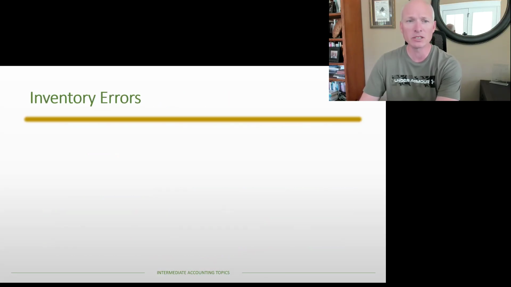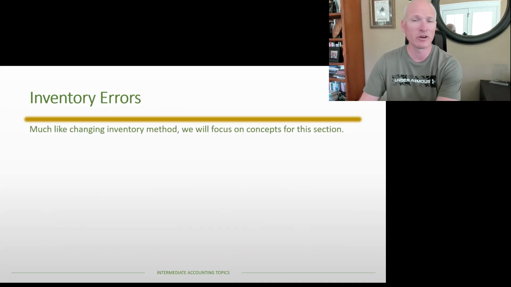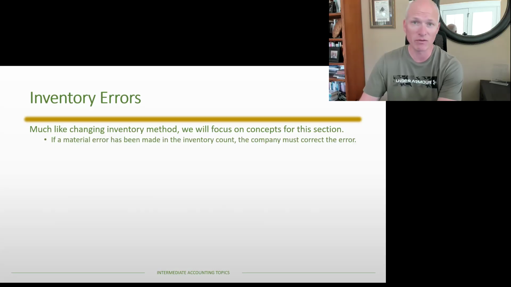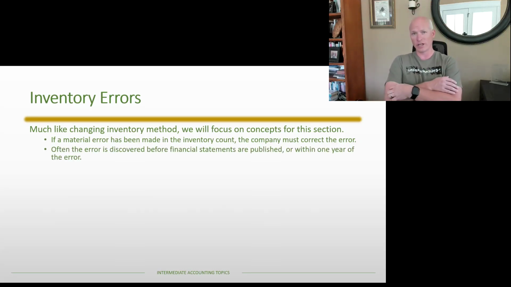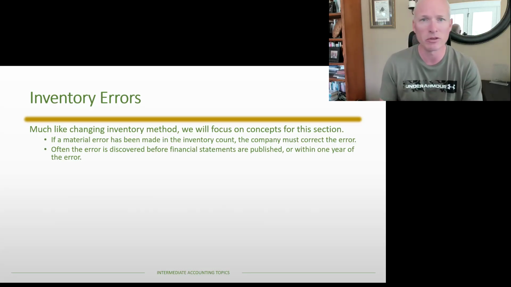And then inventory errors, much like changing method, very conceptual here, but when you make an error, again, a lot of things going on, you've got to make a lot of changes to what you've presented. You do have to correct the error. In other words, if you discover a material error, you have to correct it. You don't have a choice. Usually the error is found before the financial statements are published. So somehow in the review process, you figure out, wait, I think we missed something, and you fix it. And so honestly, not a lot to do other than maybe a journal entry potentially.